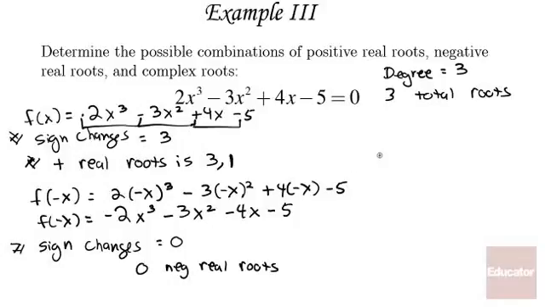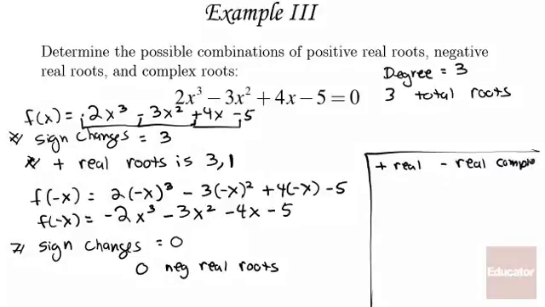Okay, so let's figure out what we have going on here. We have positive real roots, negative real roots, and complex. And remember, these need to total 3. Positive real, I could have 3. Negative real, 0. I need them to total 3. This already does, so the complex is going to be 0. So this totals 3. Another possibility is I have 1 positive real root, 0 negative real roots. 1 and 0 is 1. I need it to total 3, so there must be 2 complex roots.